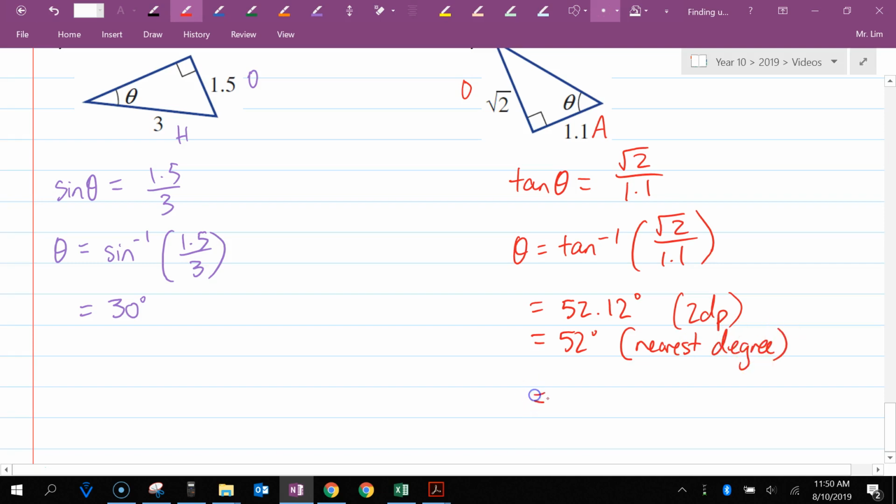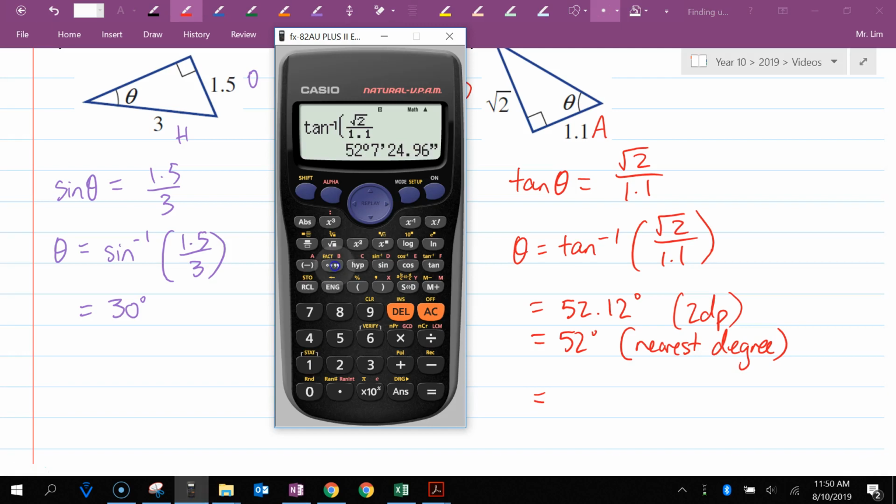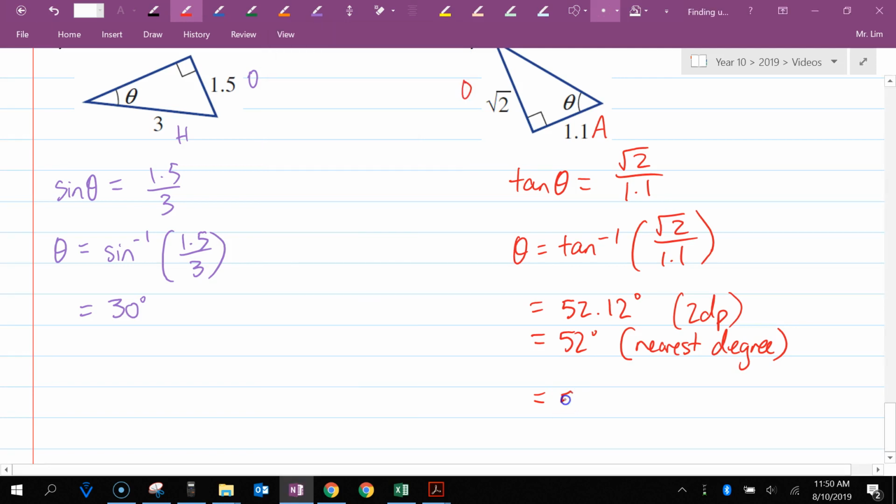If we want it to the nearest minute, we need to press that degrees, minutes, seconds button. 52 degrees and 7 minutes. It's not 8 minutes because that's 24.96 seconds, which is less than 30 seconds. So it stays at 52 degrees and 7 minutes. And that's the nearest minute. Okay, so now you should know how to find an unknown side and an unknown angle in a right angle triangle. And that's it. That's all for this video.